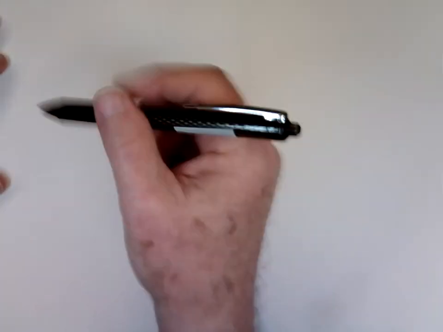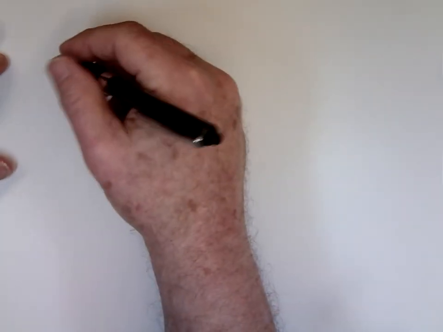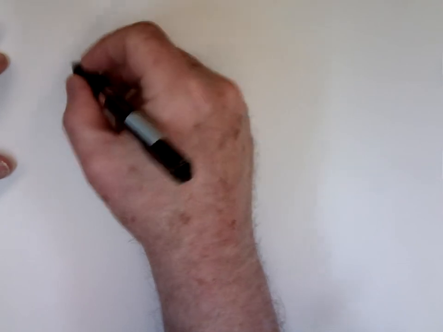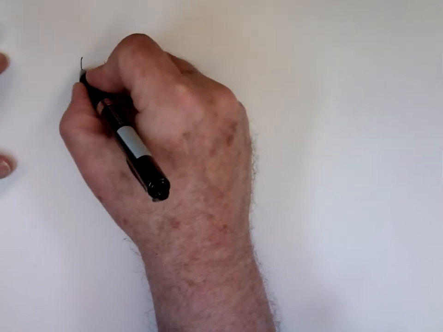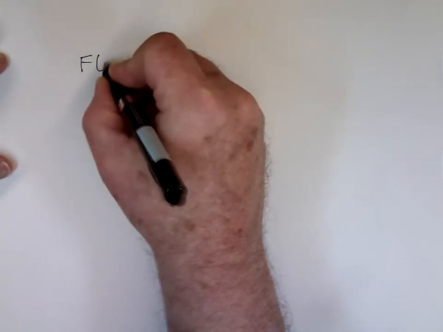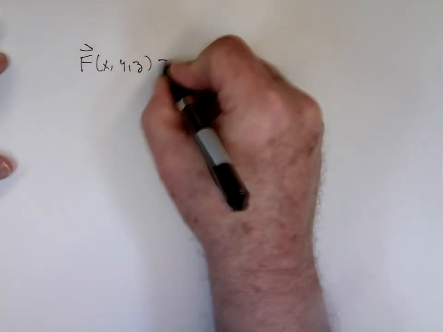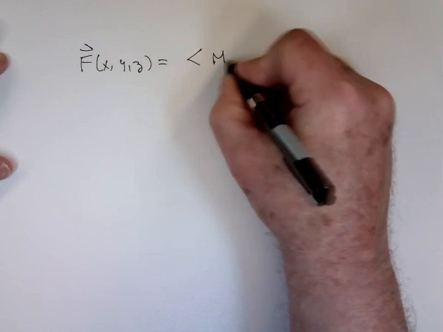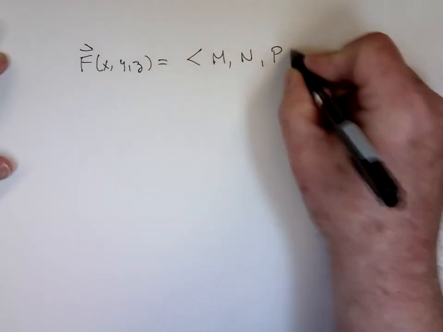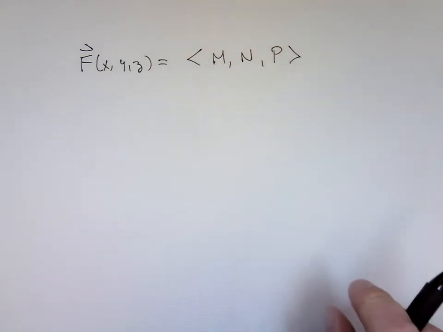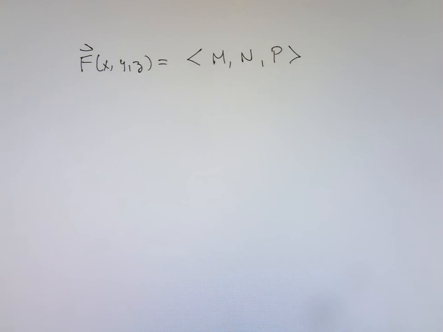All right, let me do 3 space. Kind of fit this last section in. Let's say we're given a vector field in 3 space. Now, m, n, and p are functions of x, y, and z. What this vector field is doing in 3 space is assigning a vector to every point in space.